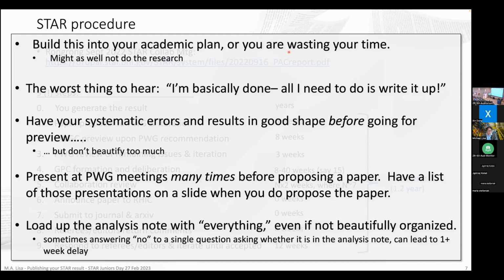And as I already said, load the analysis note with everything. Put all your plots in there. It doesn't have to be super organized. It's not the publication itself, because answering no to a single question, whether something's in the analysis note, that'll slow you down at least a week, and it already goes slow enough.